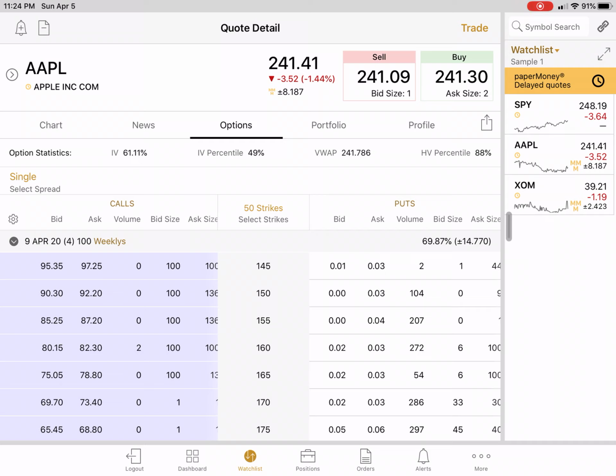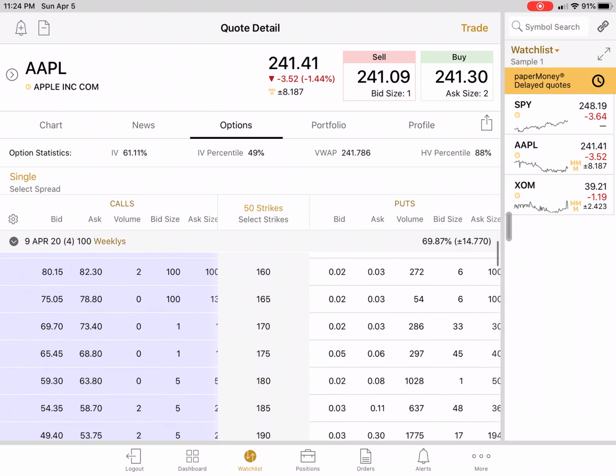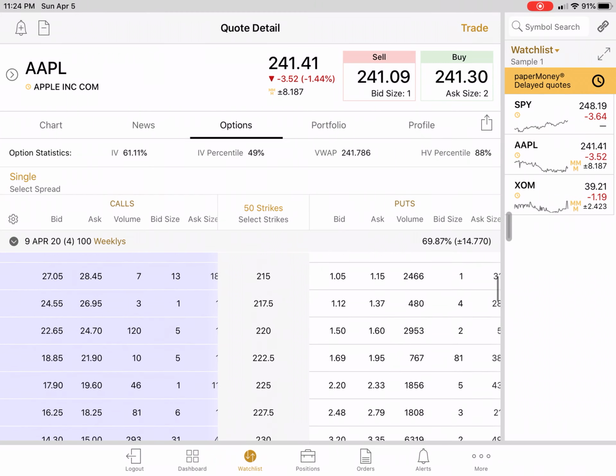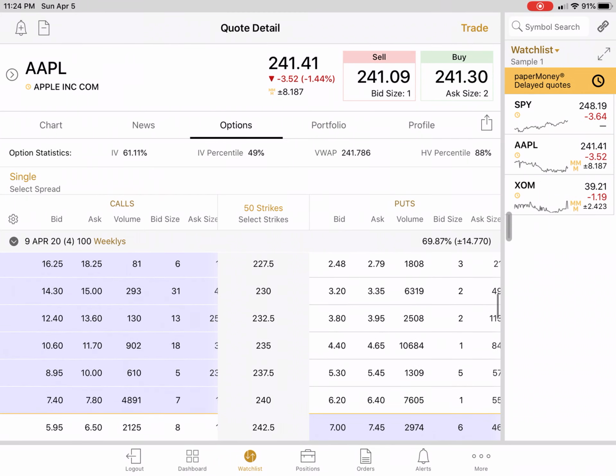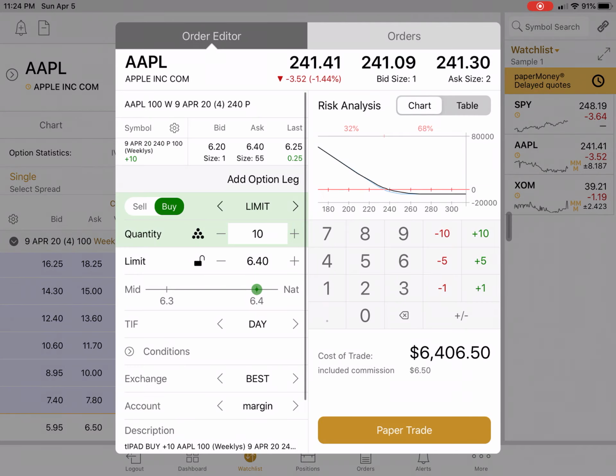We're doing a bear spread, a vertical spread, using puts. So the puts are on the right hand side, and the current price is 241.41. So I'm going to go with a 240 that I'm going to buy. So I'm going to tap on the ask price for the 240 strike price on the right hand side. That is 640.